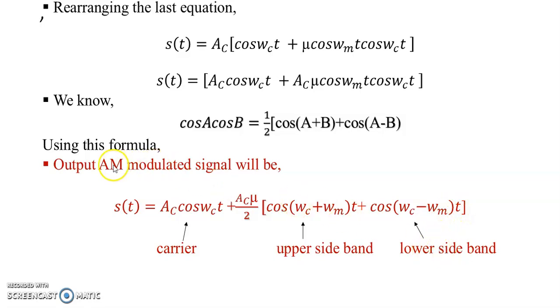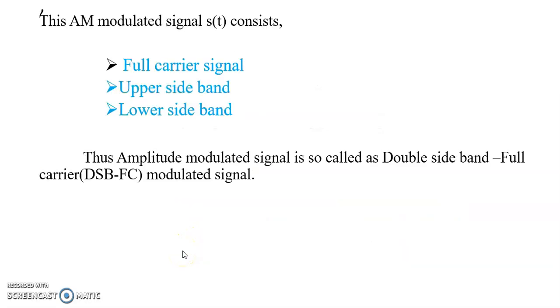Therefore, the amplitude modulated signal has three components: the carrier, that is the full carrier signal, and the upper sideband and lower sideband. That's the reason the amplitude modulated signal is also called double sideband, because both sidebands are there. Therefore, the carrier is completely present in the output. Therefore, this is full carrier. Double sideband full carrier signal.